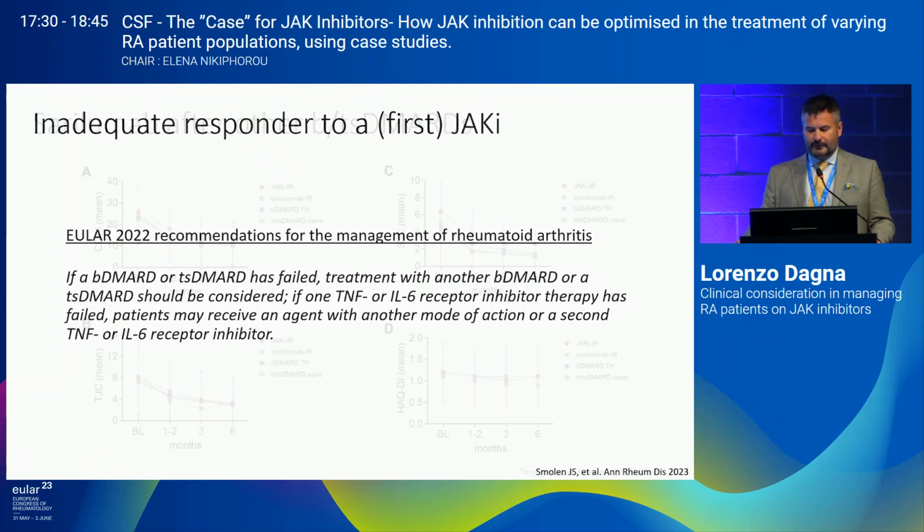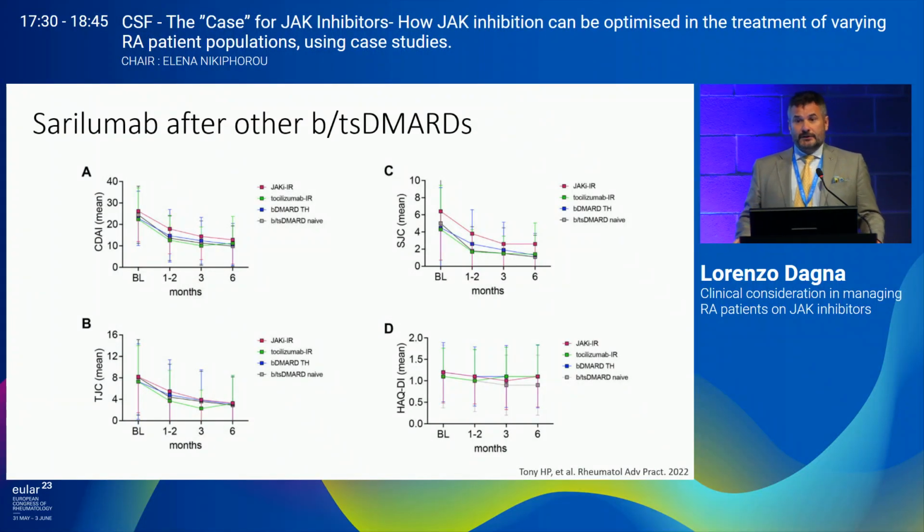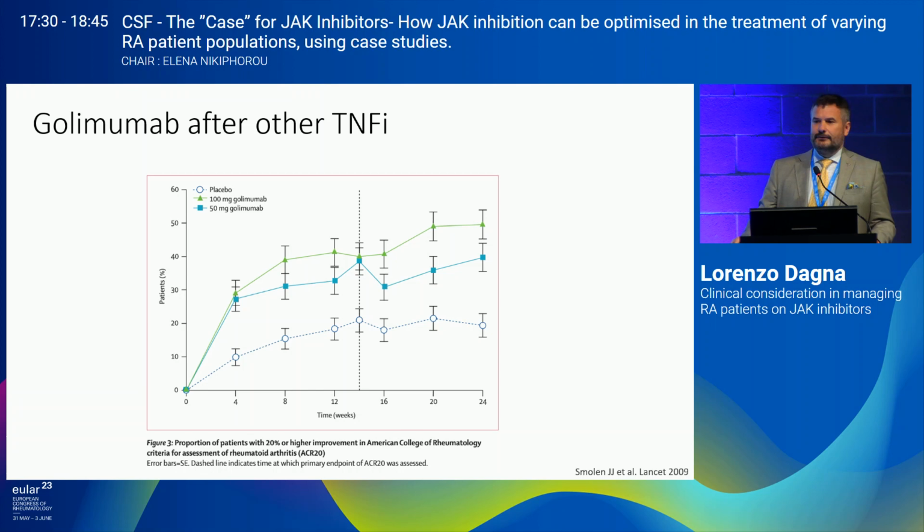This is due to the fact that there are data suggesting this. For example, this is the registration trial for sarilumab, and you know that patients treated with tocilizumab may benefit from receiving further sarilumab. So even if we remain with the same mechanism of action, we may have an added benefit. And also, this is the data from the golimumab trial, and as you know, golimumab was effective not only in patients that were TNF naive, but also in patients that were TNF non-responders.